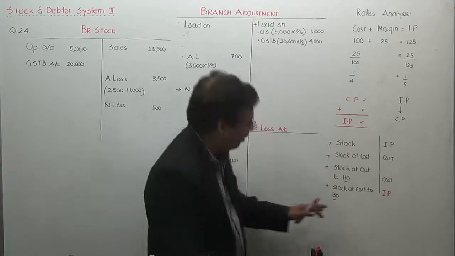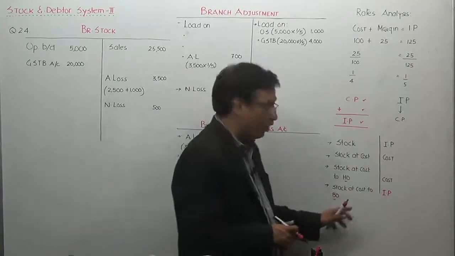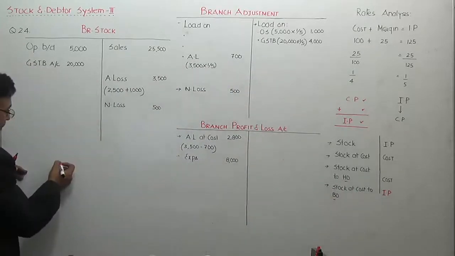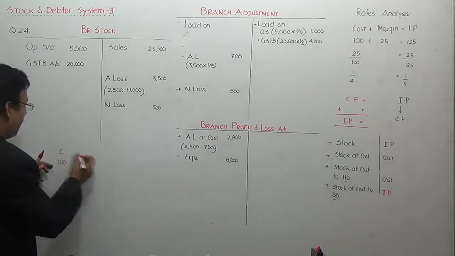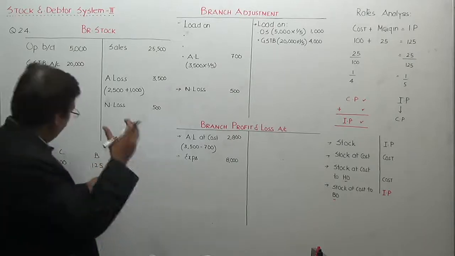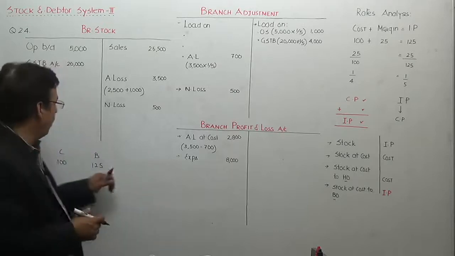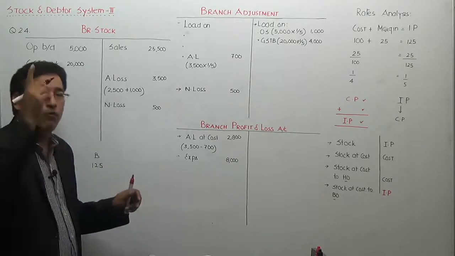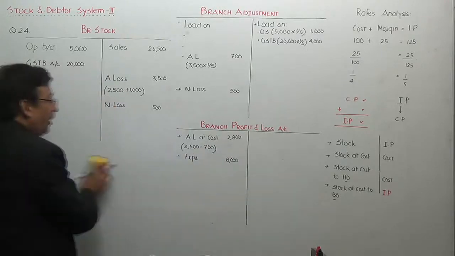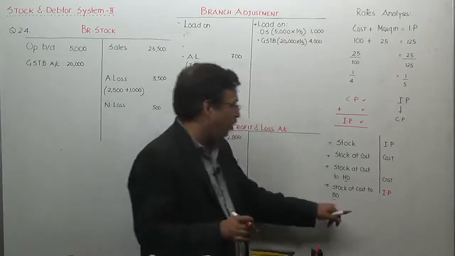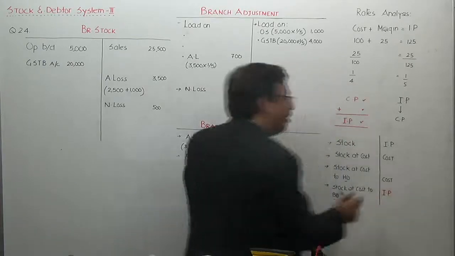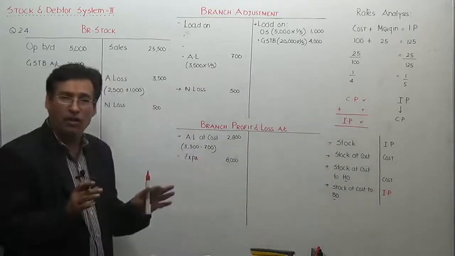Because what is written is stock at cost to branch. Remember one thing. Suppose head office sends goods costing 100 to branch at an invoice price of 125. So branch is receiving the goods at a price of 125. Now that is a cost from the viewpoint of branch. Is it clear to you or not? So that is the reason if it is given in the question that stock at cost to branch office, don't get confused, it means again the item is still given at invoice price. Is it clear to you or not?